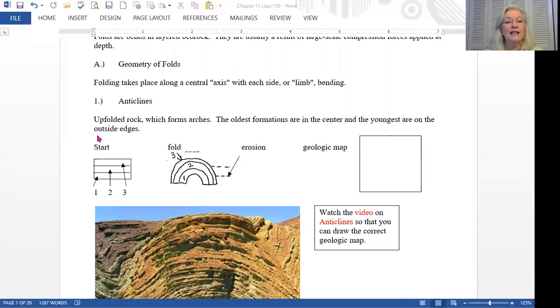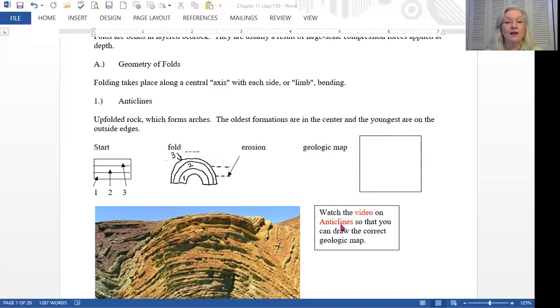So let's look at an anticline. An anticline, again, the rock layers start out horizontal, so 1, 2, and 3. 1 is the oldest, 3 is the youngest. Oldest on the bottom, youngest on the top. If we push it together and it arches up, it would look like this. If we let erosion take place down to this level, and that whole top layer gets eroded away, you'll be left with distinct bands.